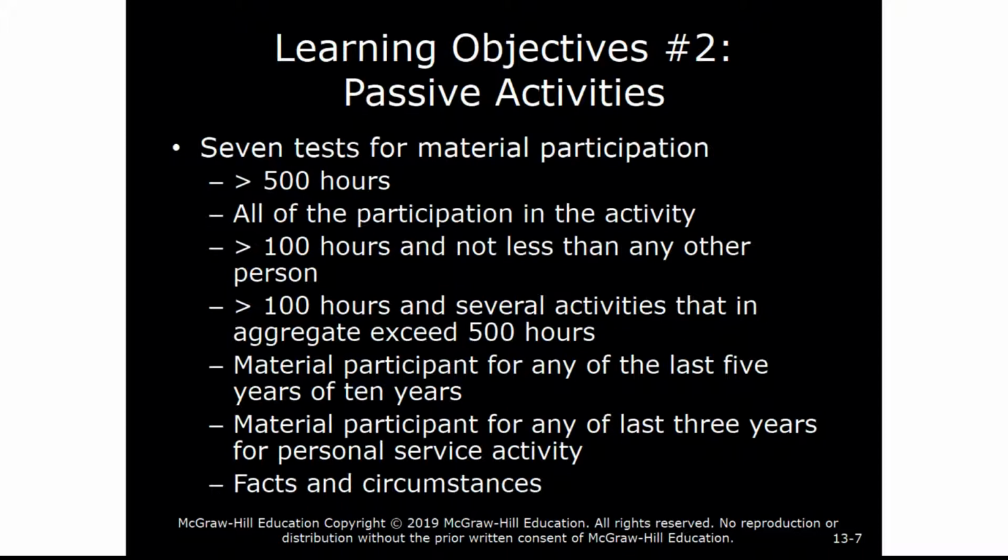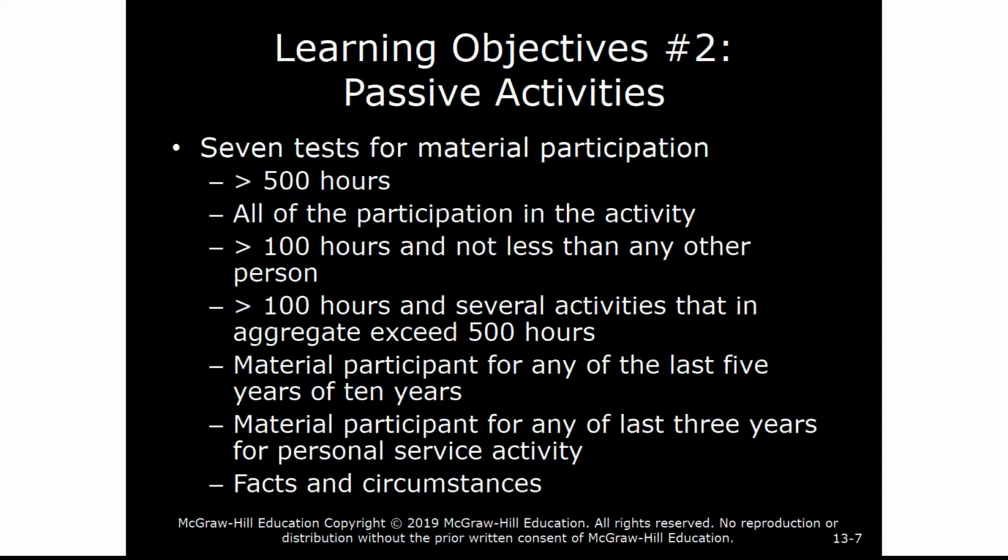And if it's not passive, it's an active business, then the at-risk rules and the passive loss rules would not apply. So, for example, if someone contributes more than 500 hours to a business during the year, then they are considered an active participant, a material participant, more accurately. And so if they're a material participant, then the business is not passive.